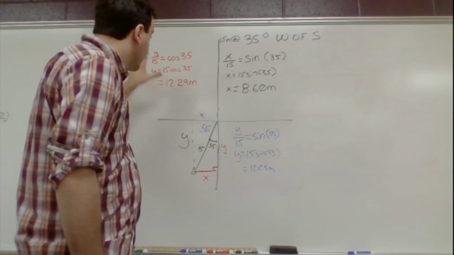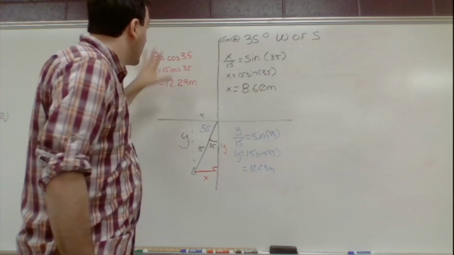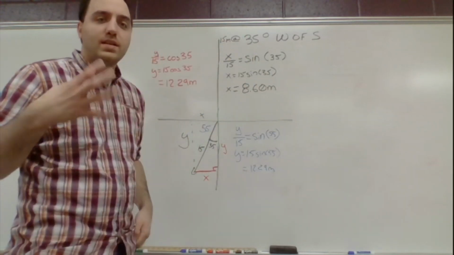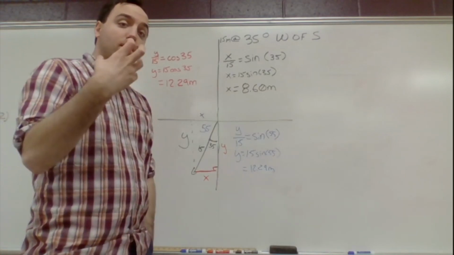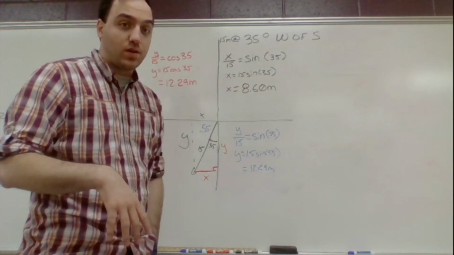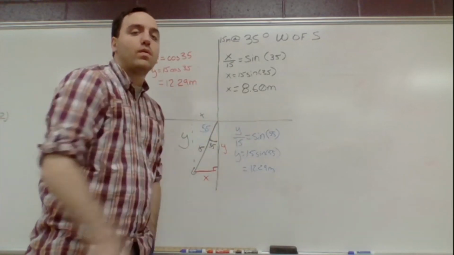Again, here I've made a mistake. Even though it's not on the board, that 12.29 meters in the y direction should be south, and that 8.60 meters in the x direction should be west. This is how you break down vectors. In the next vector video, we'll talk about how to add vectors that aren't at right angles to each other using this and what we learned previously.